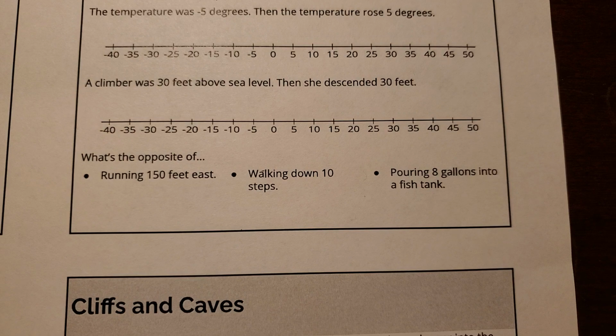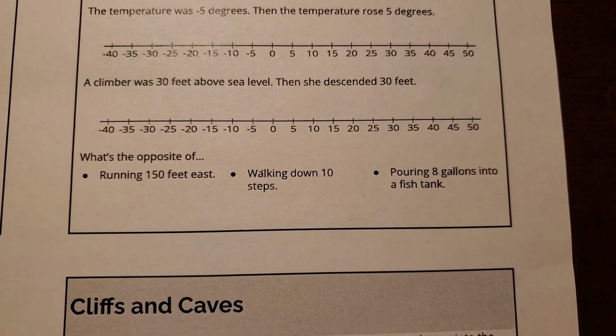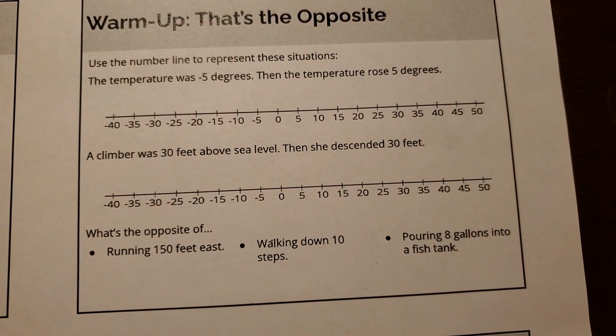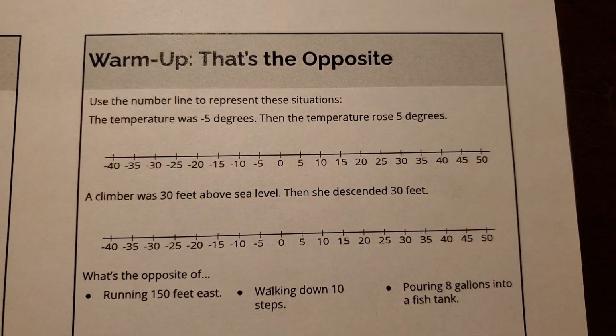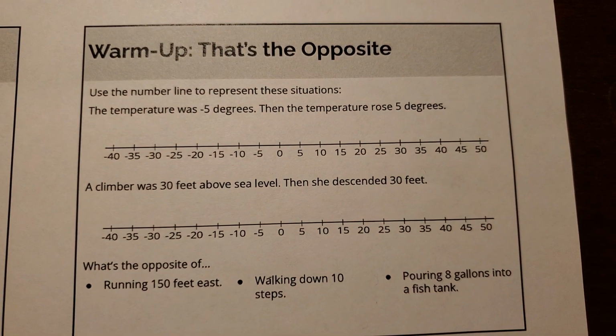Next, we have what's the opposite of running 150 feet east? What about walking down 10 steps? What about pouring 8 gallons into a fish tank? Okay, so give me the opposite of those. Now, you're going to go ahead, pause here, try these problems, come back once you're ready.